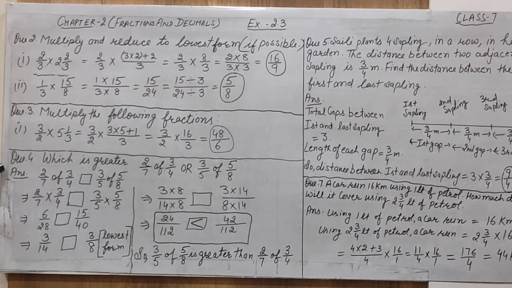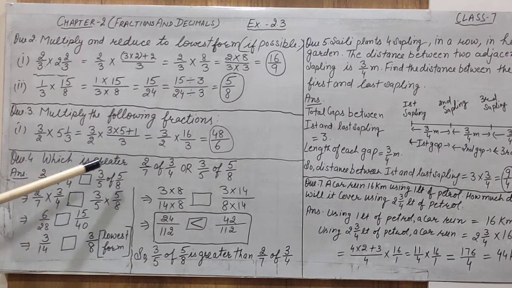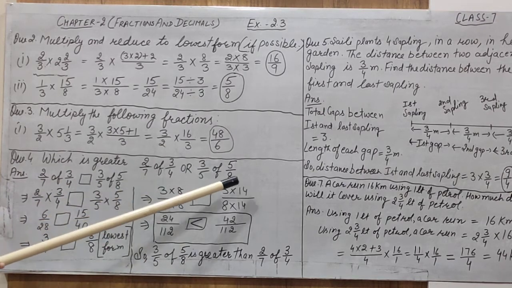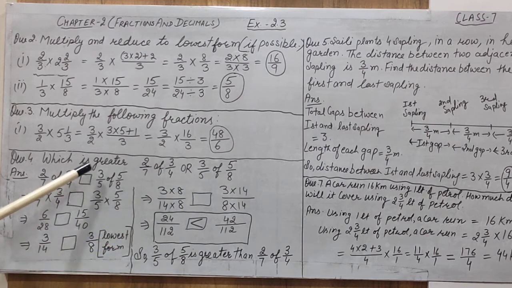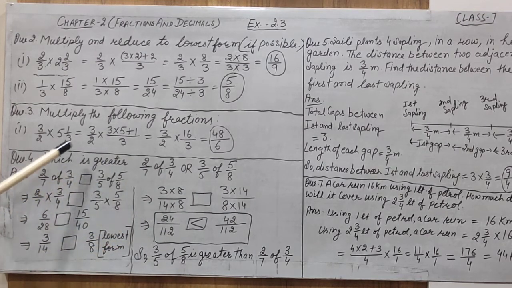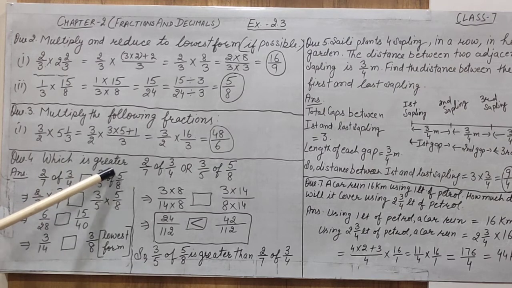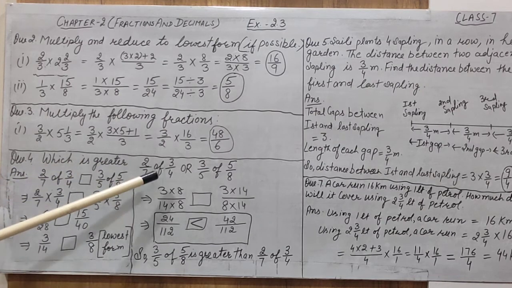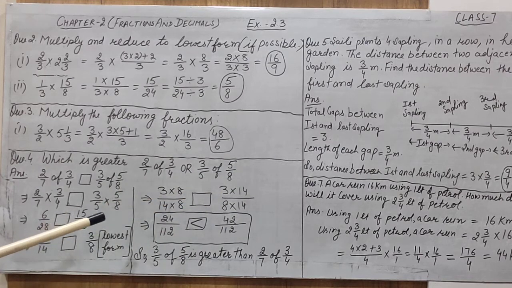Now the next question of exercise 2.3 is question number 4: which is greater? You have to compare these two fractional numbers. Which is greater or which is smaller, in both cases we have to compare. The question can be written in any form, but you have to compare the given two fractional numbers.